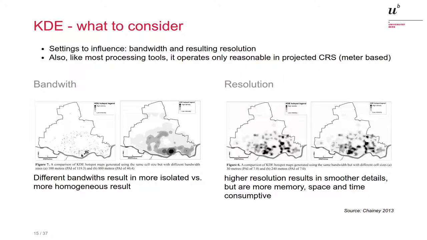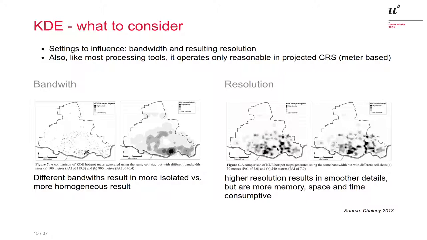So if we have a very small bandwidth, then only small areas around the point are affected. Well, if we have a large bandwidth, then usually we get a more homogeneous picture. And there are some rules of thumb for how we can calculate the bandwidth, but most of the time it's easier to just inspect the result visually and look at which kernel density estimation or heat map bandwidth is working best.